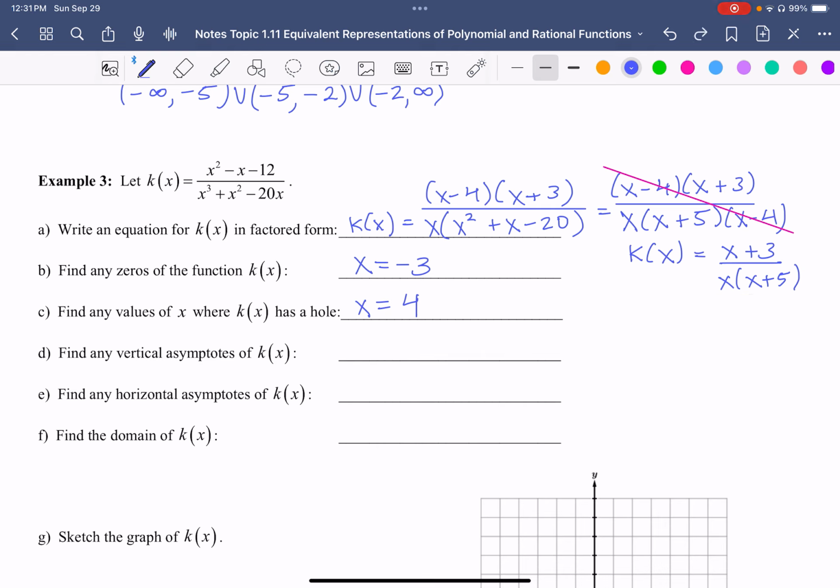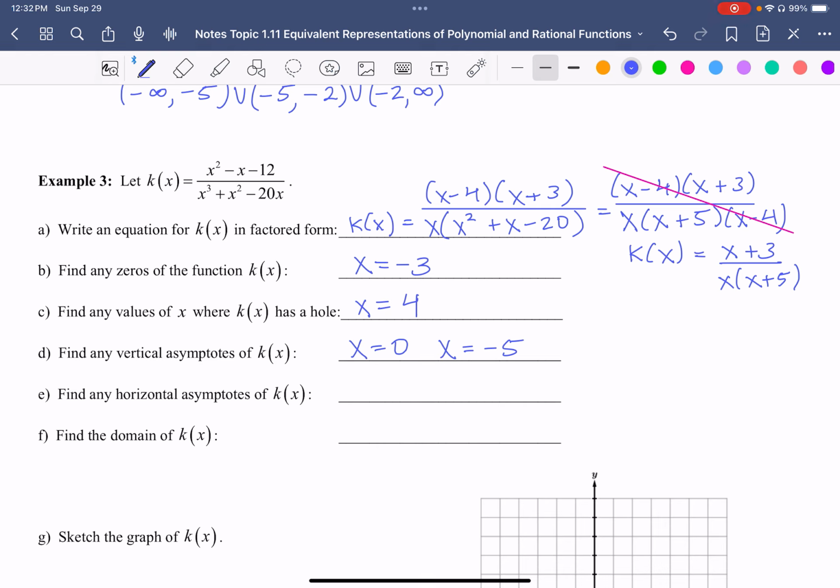That means I have two vertical asymptotes. I have a vertical asymptote at x equals 0 and a vertical asymptote at x equals negative 5. Find any horizontal asymptotes of k of x.